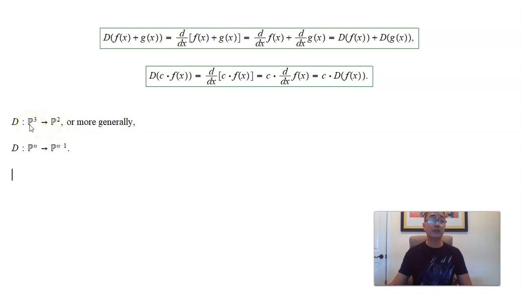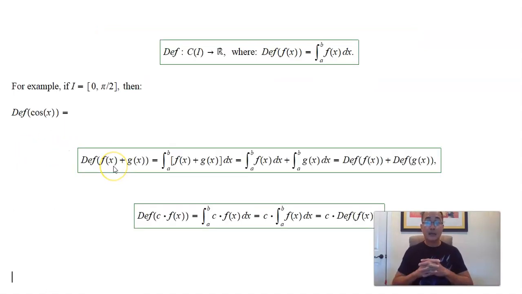Okay, because if you start with x cubed, you'll get 3x squared. In general, a polynomial of degree 3 becomes a polynomial of degree 2 when you take its derivative. Okay, and more generally, the degree goes down by 1. So we can think of the derivative operator transformation, I should say, as going from Pn to Pn minus 1.